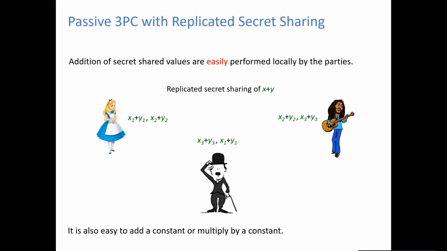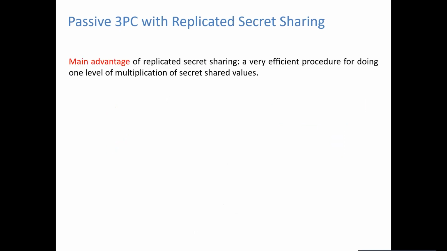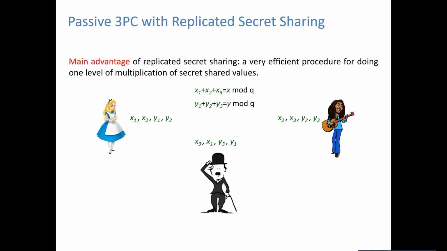But if you remember from yesterday, the operation that was more costly and where we had to do some tricks was the multiplication of secret shared values, and we were using multiplication triples. But here there is a cool thing, and it's the main advantage of replicated secret sharing: it essentially allows you to do one level of multiplication directly and very efficiently. I will show you what is happening here.